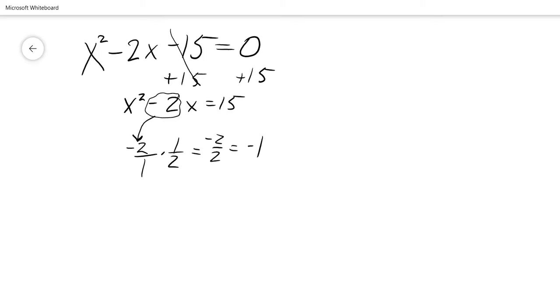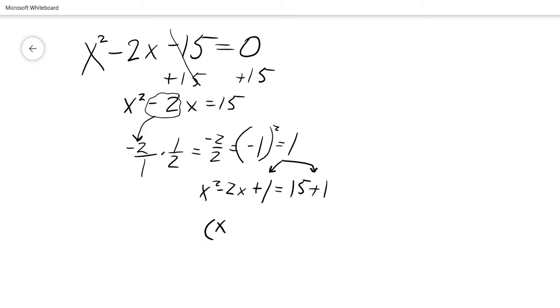And negative divided by positive is negative. Okay, we need to square that, and that gives us positive 1. Now we add that to both sides. x squared minus 2x plus 1 added to both sides equals 15. Don't forget the 15 that was over here, and plus 1. See, we added it to both sides. The reason we did this is this x squared minus 2x plus 1 factors into x minus 1 squared. And 15 plus 1 is 16.